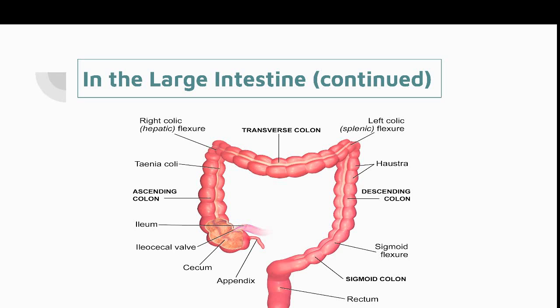So let's start off here. This is the cecum and this is the appendix. As you can see, this is the ileum that is connected to the cecum. This is the ascending colon.